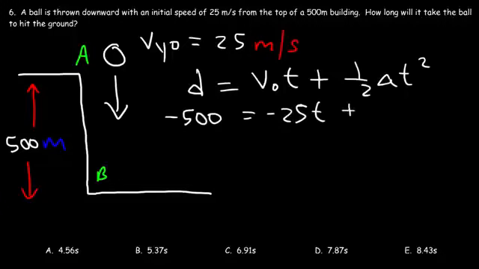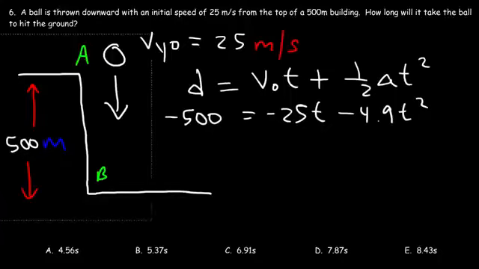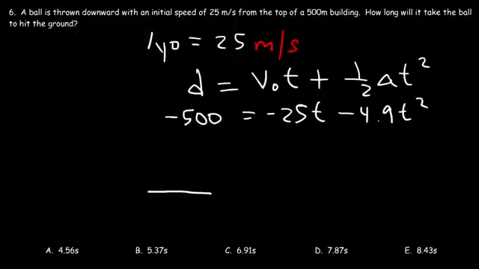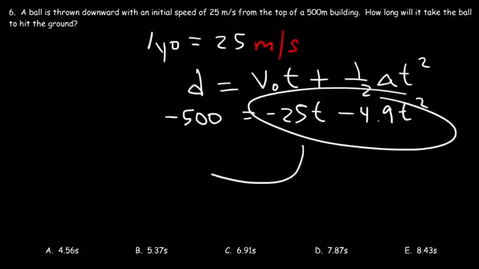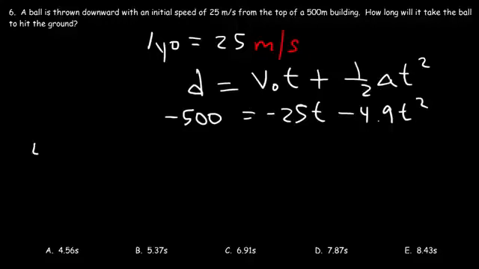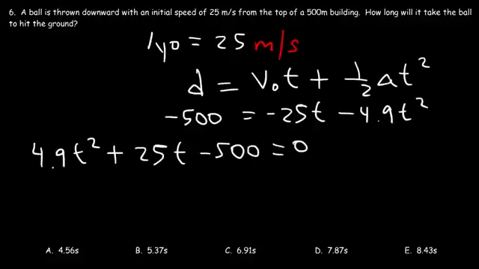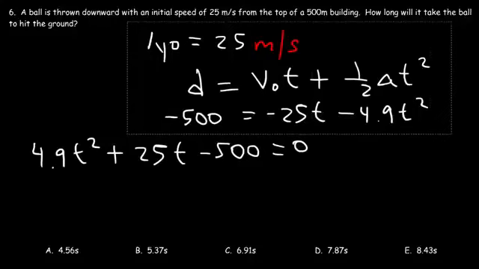And a is negative 9.8. Half of that is negative 4.9. So a positive and a negative sign will be a negative sign. So this is the expression that we have. We have a quadratic equation, so we need to use the quadratic formula to solve for t. So let's take everything from the right side and move it to the left side. So this is going to be 4.9 t squared plus 25t minus 500, and that's equal to 0.